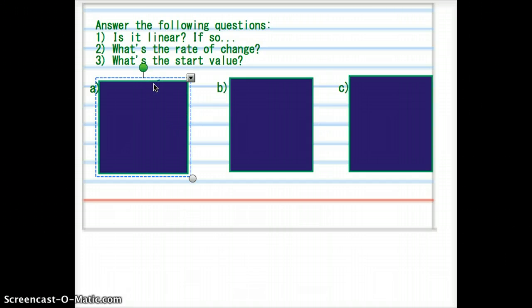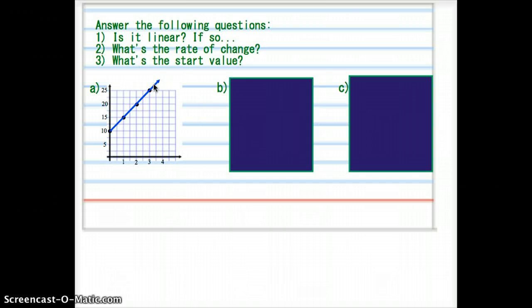So let's look at this first graph. Okay. And if we're looking here, it's a straight line, so I think we're going to answer yes, it's linear. Okay, it has a straight line. I think you can see that just from looking at the graph.